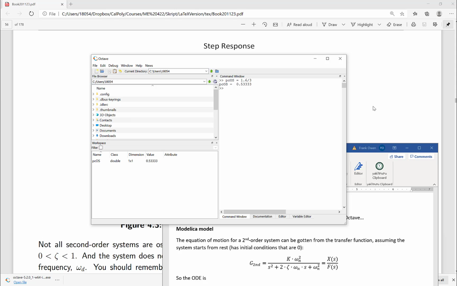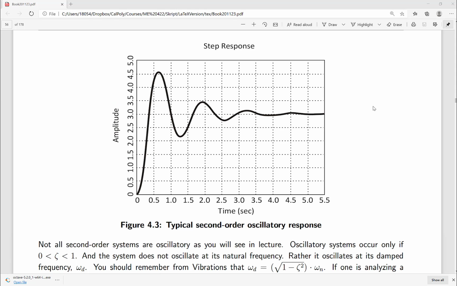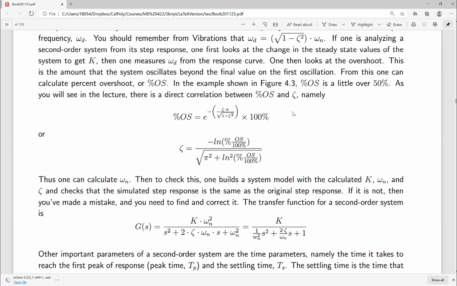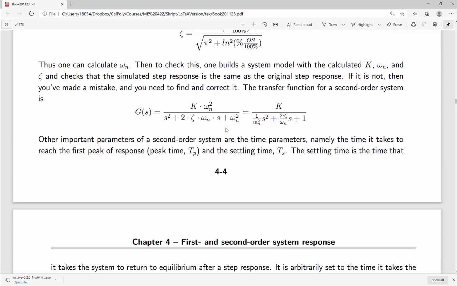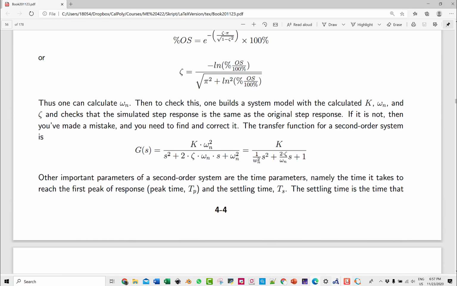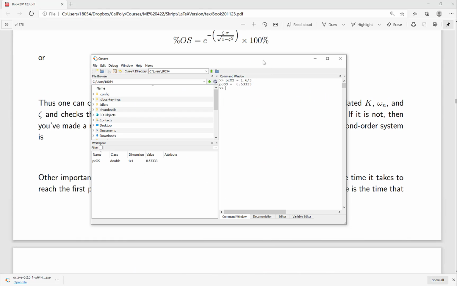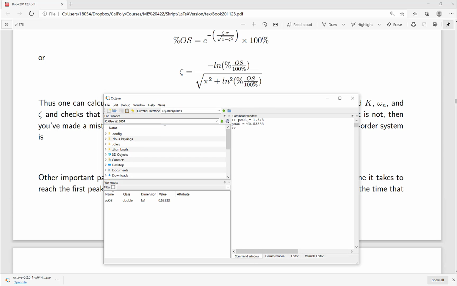Now I can calculate my zeta from that percentage, and the formula for that, let me go back to my book. If we go down, here's the formula that relates zeta with percent overshoot. But we know percent overshoot, and now we want to get zeta. So what we do is use this formula here, and let me get this where I can see it, so when I type it into Octave, I can be looking at both of them at the same time. One thing that's a curiosity in both MATLAB and Octave is that there's no ln function.